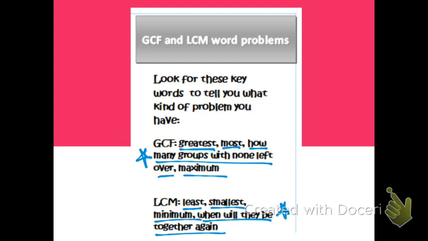LCM, together again. I'd like to see everyone saying it. I'm waiting for some of you to join me. LCM, together again. Remember, it's going in your brain. Oh no, I'm getting hypnotized. Okay.